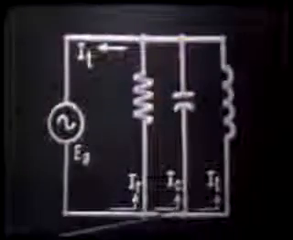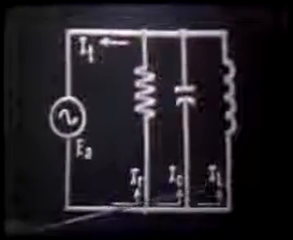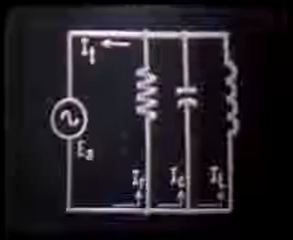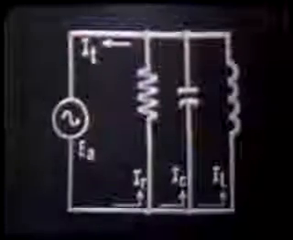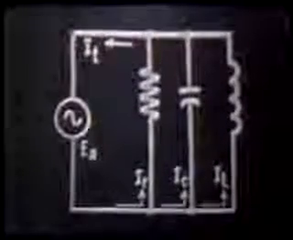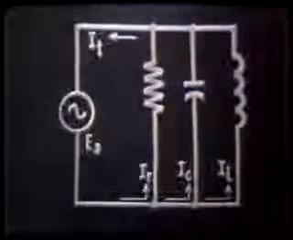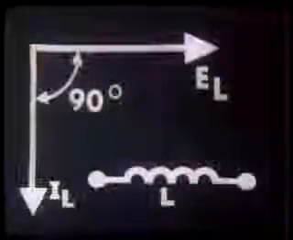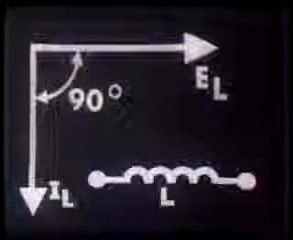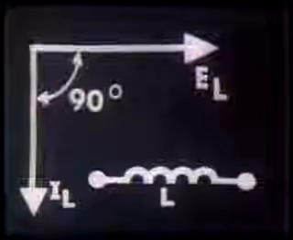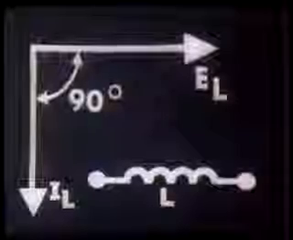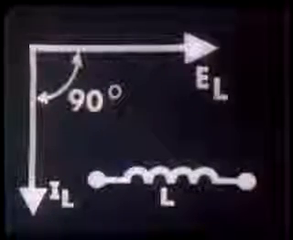Our third current would be our inductive current, IL. We know that the voltage across and the current through any pure inductive component is also 90 degrees out of phase. But the current lags the voltage by 90 degrees and appears this way. IL lags EL by an angle of 90 degrees.